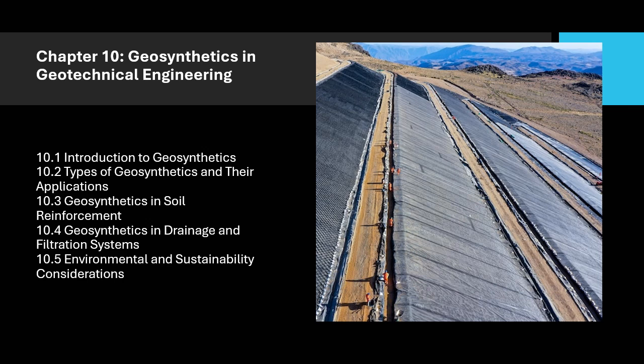2. Permeability. Geotextiles and geocomposites are used for drainage applications due to their permeability. They allow water to flow through while preventing the passage of soil particles, which helps in filtration and separation.